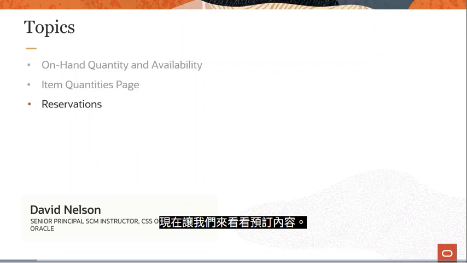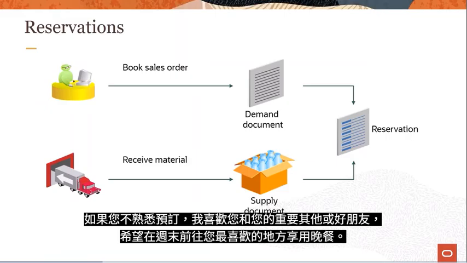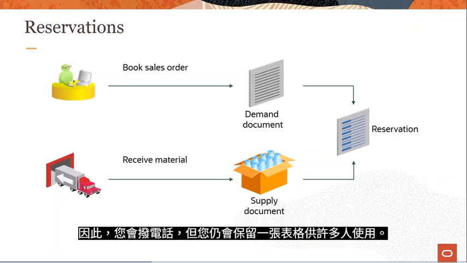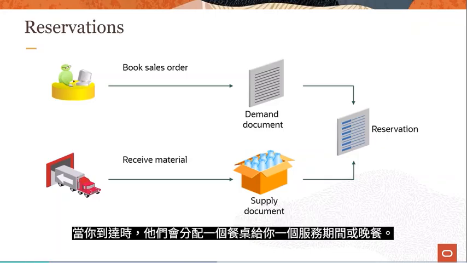Now let's take a look at reservations. Reservations are a demand on material. If you're not familiar with reservations, I kind of liken it to you and your significant other or good friend want to go to your favorite place on the weekend. So you call up and you reserve a table for however many you're going to be. The restaurant knows that this table or a table is going to be reserved on that evening. Then when you arrive, they allocate you a table for the duration of the service or for your dinner.